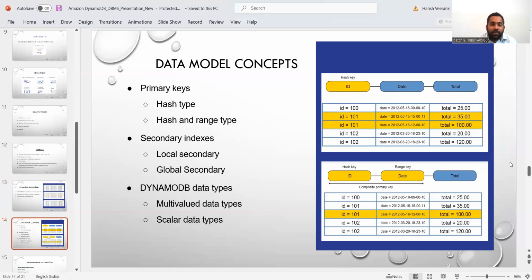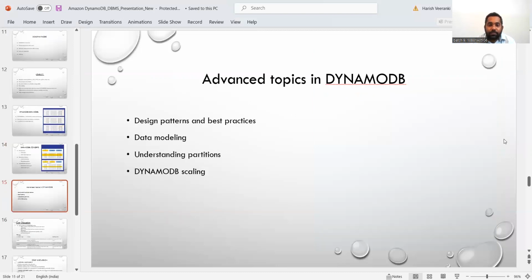Data model concepts. There are primary keys, in which you can have a hash type and hash and range type. You can see over here, this is a hash type primary key. And secondary indexes, where you can have local secondary or global secondary. And DynamoDB data types, there are scalar data types and multi-value data types.